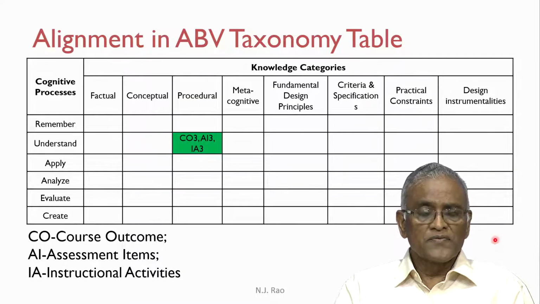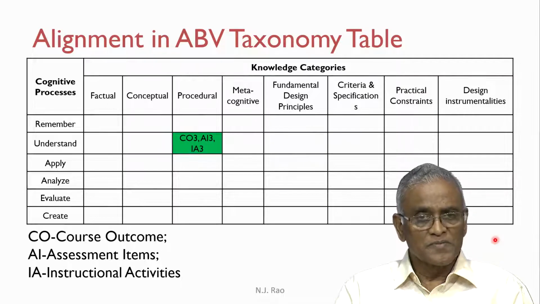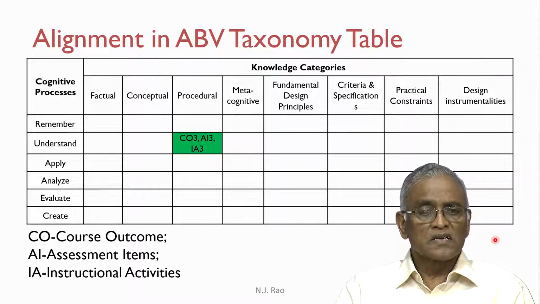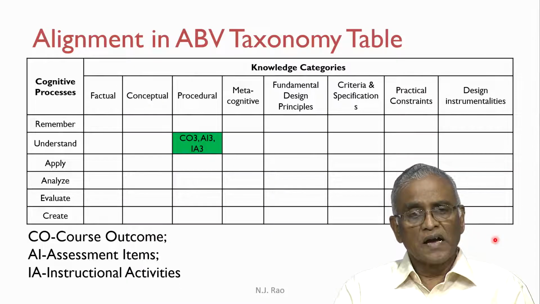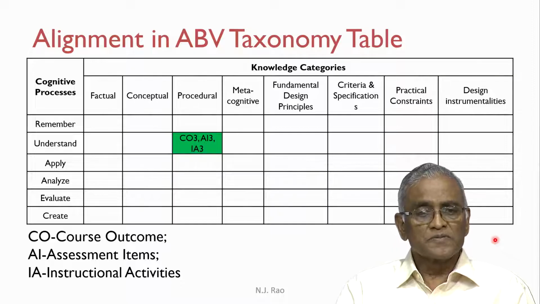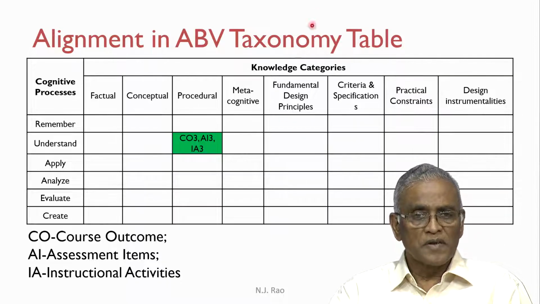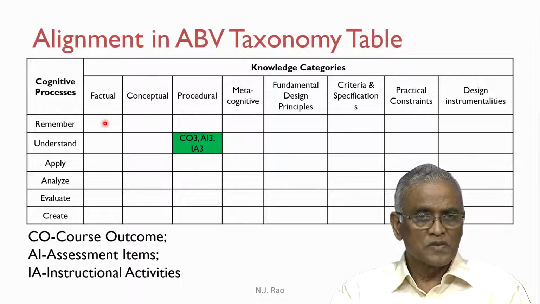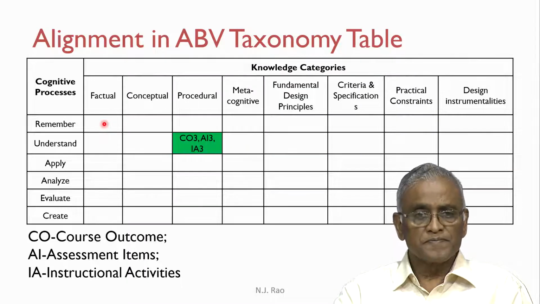For example, if CO3 and IA3 are in the same cell, but AI3 somehow belongs to, let us say, remember and factual, where I ask some definitions and ask the student to reproduce a theorem, then AI3 has moved here. If my CO3 is here and my assessment items are here, then obviously there is no alignment between my outcome and the assessment items. That is what we mean by alignment.